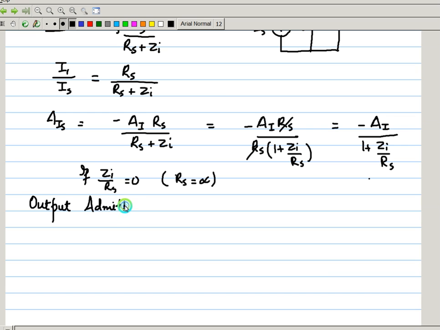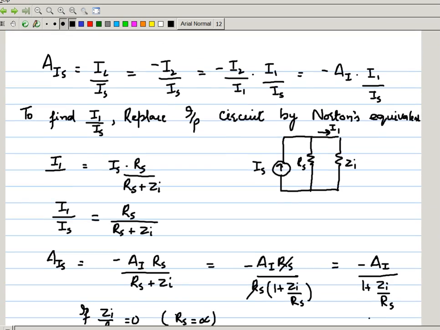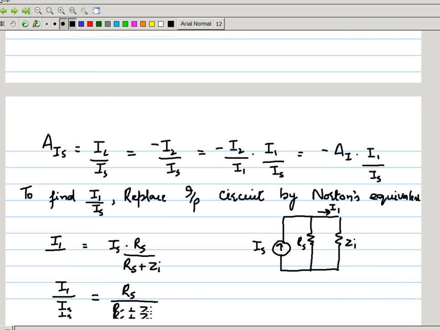Now, the output admittance can be represented as YO. It is the reciprocal of the output impedance, that is ZO. In order to find the output admittance, let us set the input voltage source, that is the source voltage, as 0 and ZL as infinity. So obviously it is the resistance which will appear at the output terminals.